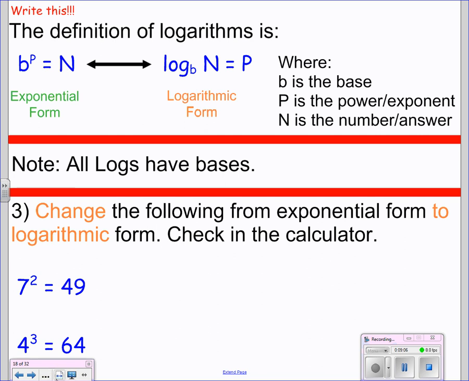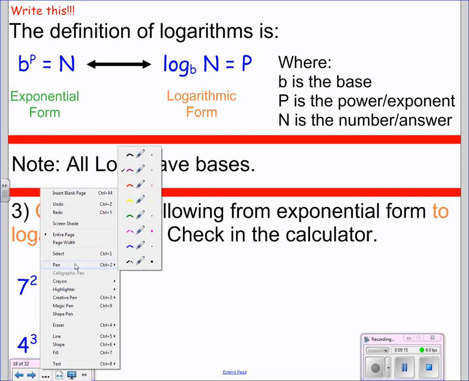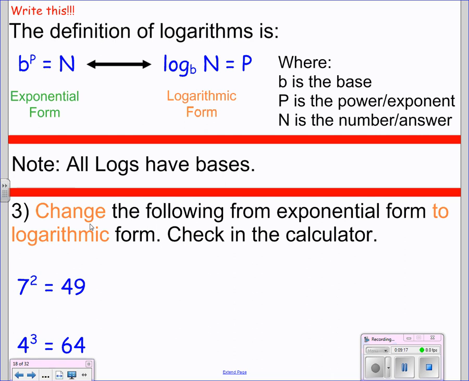So on number 3, we're going to convert these into logarithmic form. So I would establish who B, P, and N are. So again, P is your power, your number is 49, and 7 is your base. So my logarithm will have a base 7, and then N is 49, and it's equal to 2. So you do the next one on your own.